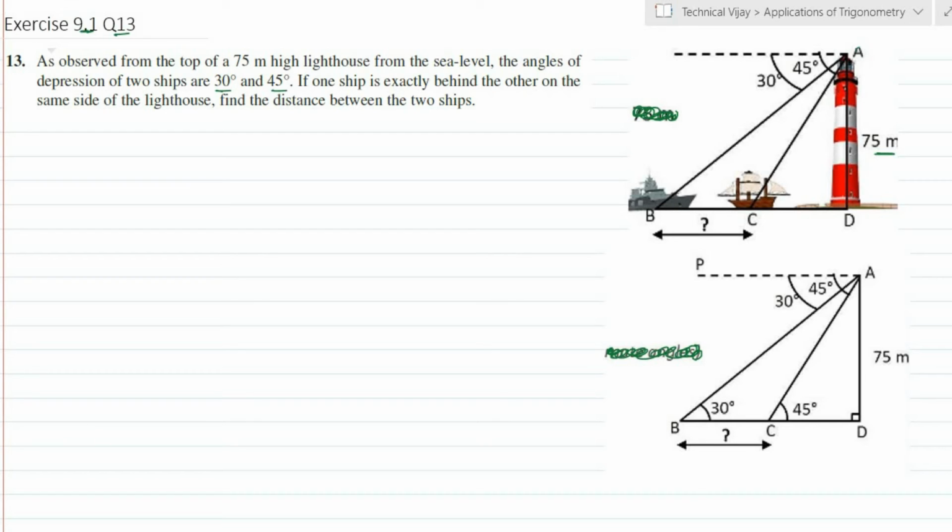So from this it is measured, one ship is at 45 degrees, and another ship is at 30 degrees. One ship is exactly behind the other on the same side of the lighthouse, and the ships and lighthouse are all in the same straight line. Find the distance between the two ships. This distance, from B to C, they are asking. The diagram is also drawn here. This is A, B, C, D.